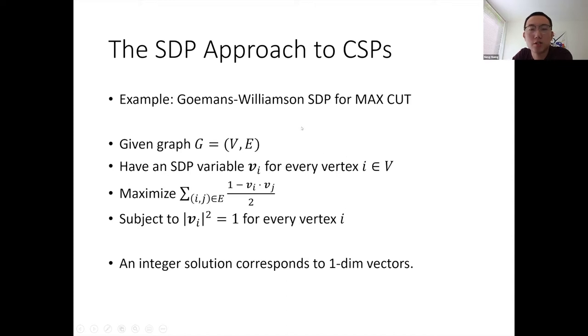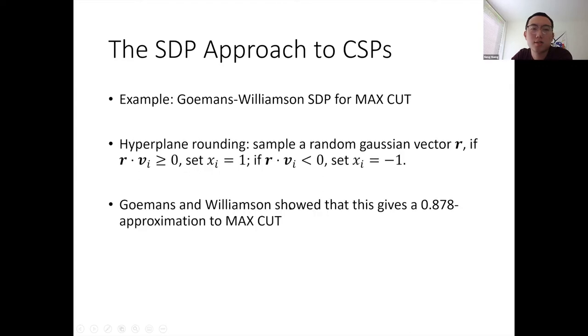This is a relaxation because an integer solution corresponds to one-dimensional vectors. For one-dimensional unit vectors, it's either 1 or minus 1, and this will induce a cut in the graph. This SDP can be solved within arbitrary precision in polynomial time. So the first step of the Goemans and Williamson algorithm is to solve this SDP and get a bunch of vectors. The second step is to turn these vectors into integral solutions.